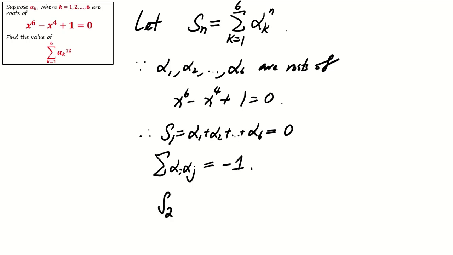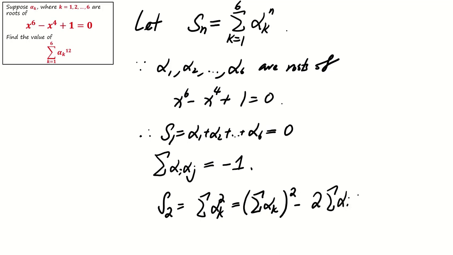Now, the sum of squares of the roots can be expressed as the square of the sum minus double the sum of products taken 2 at a time. And therefore the answer equals 2.